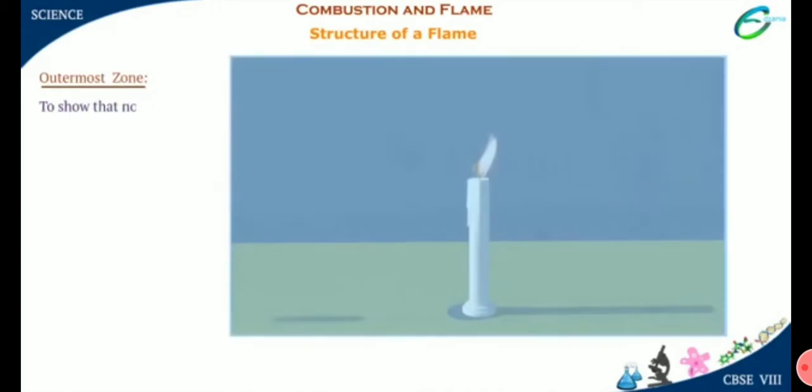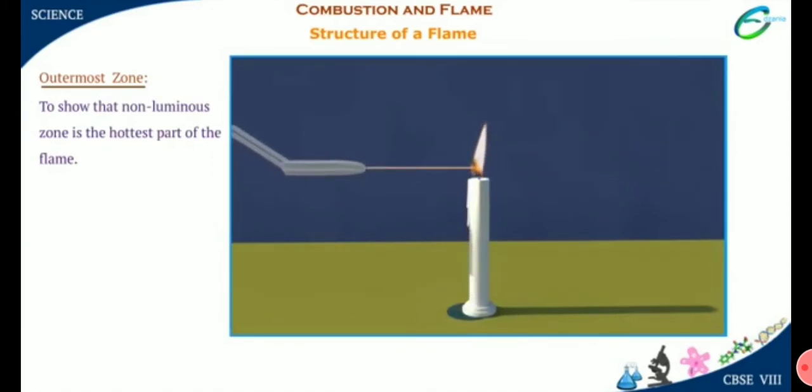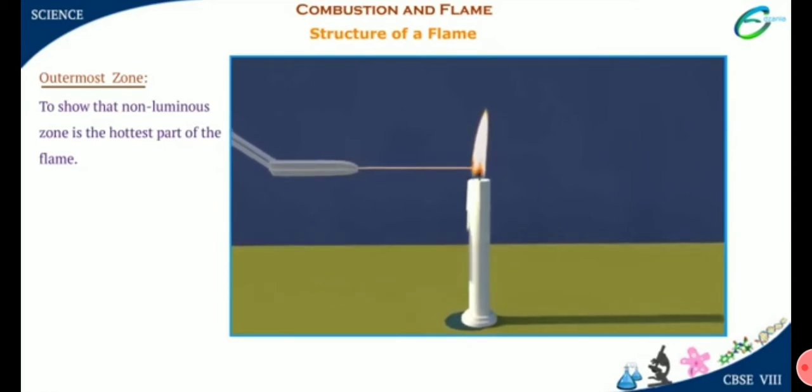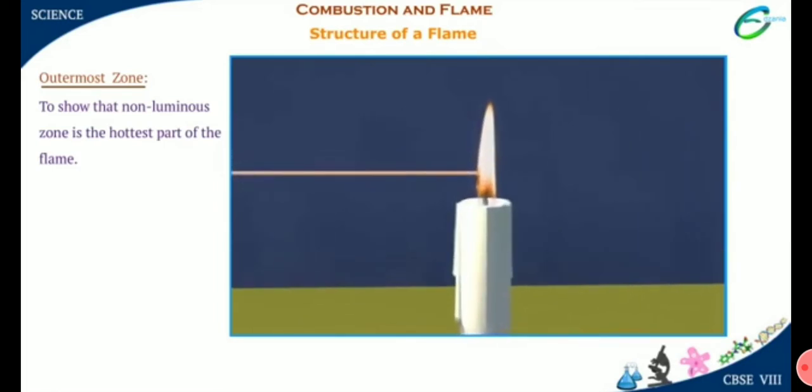Outermost zone. Finally, let us do an activity to show that the non-luminous zone is the hottest part of the flame. We have a lighted candle placed on the table. Now, hold a thin, long copper wire just inside the flame with a pair of tongs for about 30 seconds.